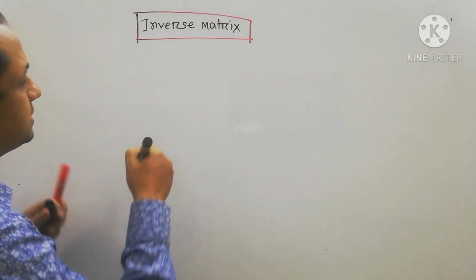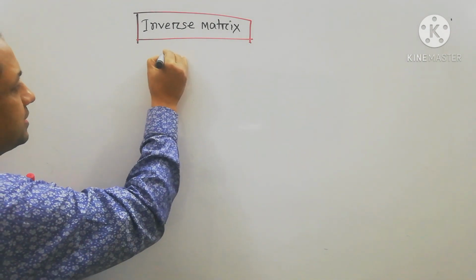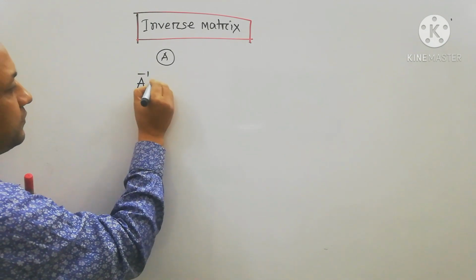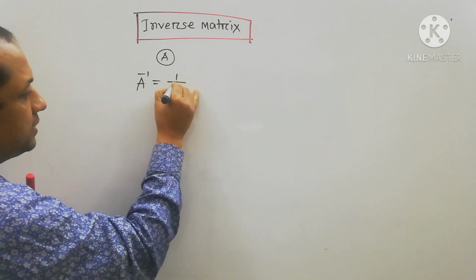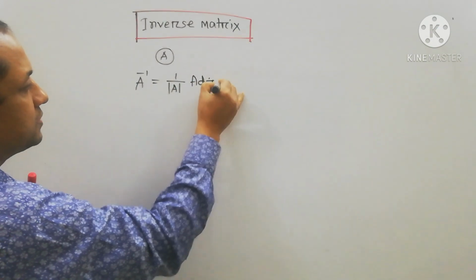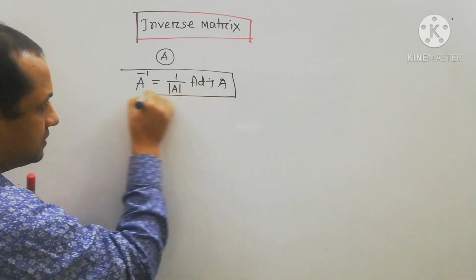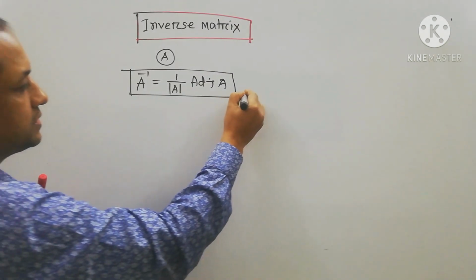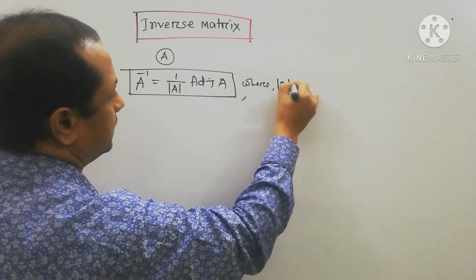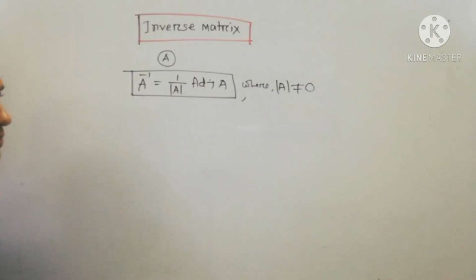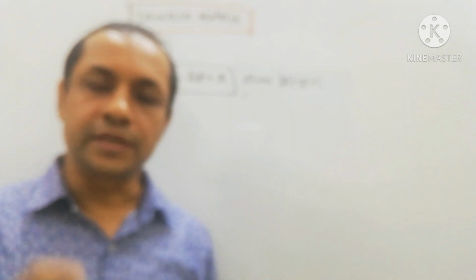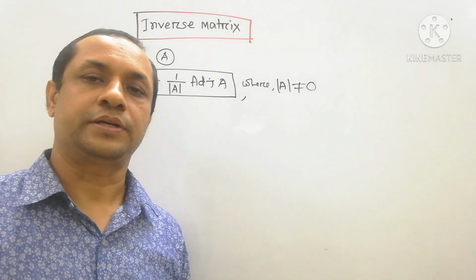So student, let's go look at the board. Here is matrix A. So the inverse matrix is denoted by A inverse equals 1 by determinant of A times adjoint of A. This is the definition of the inverse matrix, where determinant of A is not equal to 0. This is a non-singular matrix. A is a non-singular matrix.